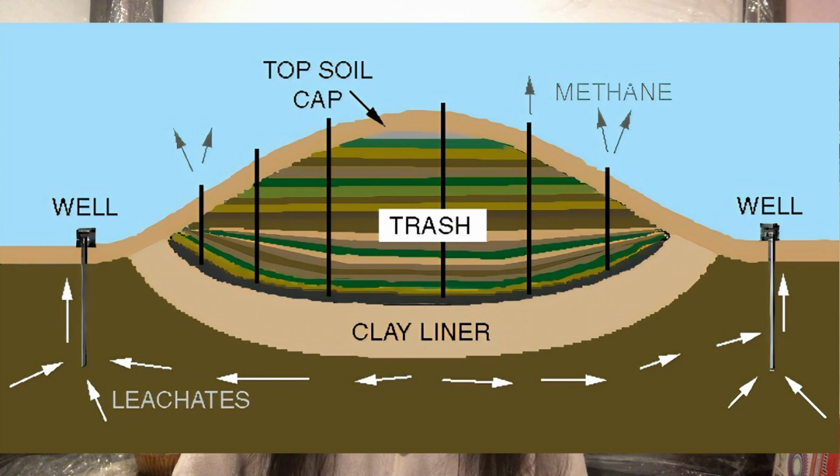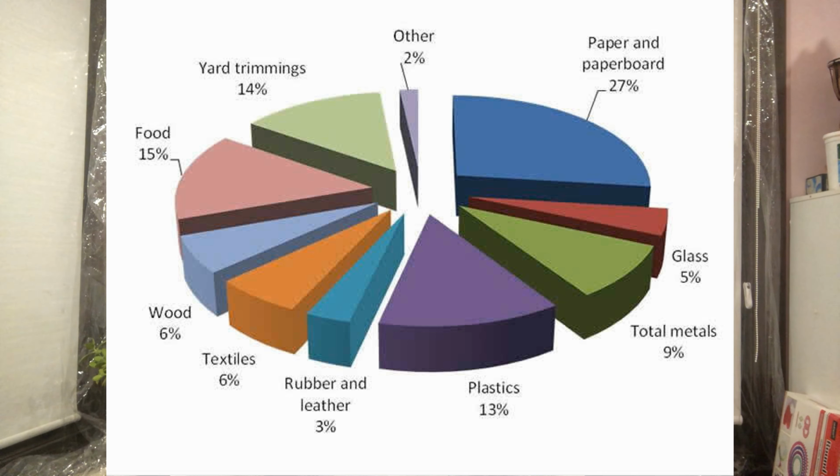Here are some factors that influence how much methane is produced and released into the atmosphere. First is the composition of waste in the landfill. The type and amount of organic waste affects methane production. Food waste and yard trimmings produce more methane than other kinds of waste.